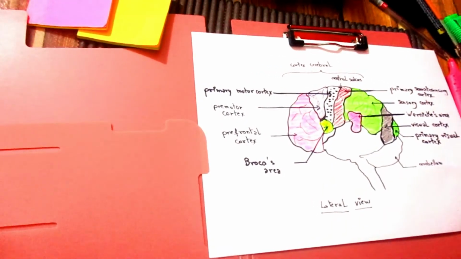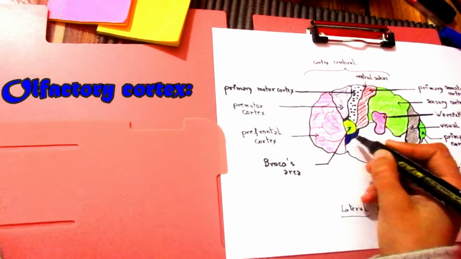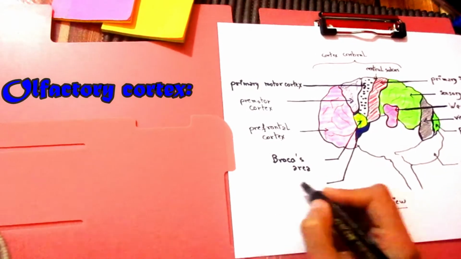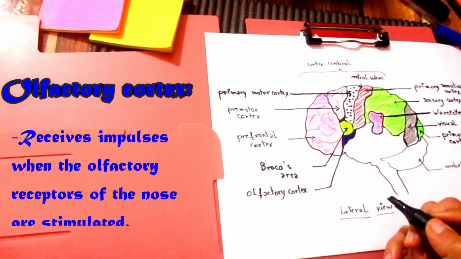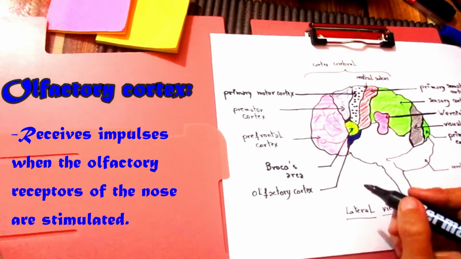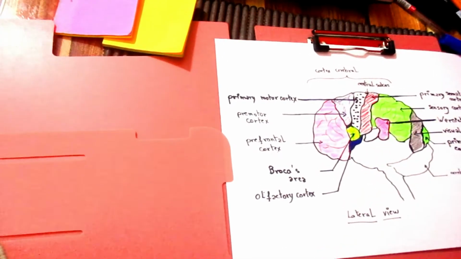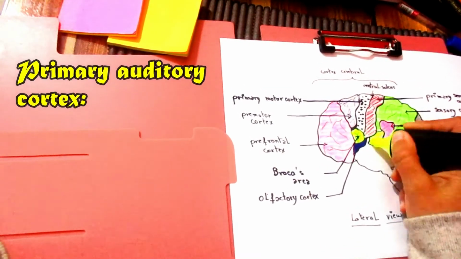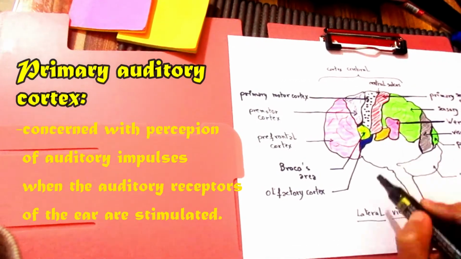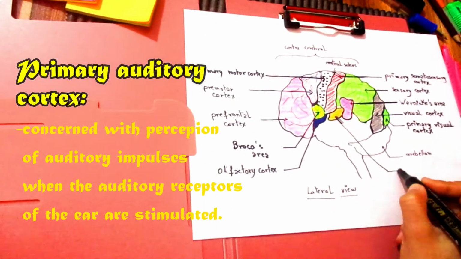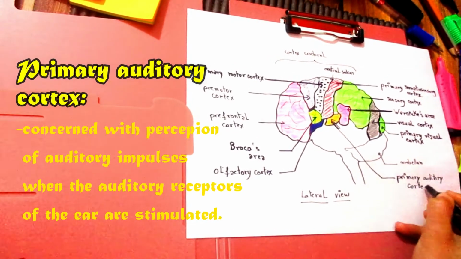And as we can see here, we have the olfactory cortex. And it is a sensory area located on the middle side of the temporal lobe. This part of the brain receives impulses when the olfactory receptors of the nose are stimulated. And here we have the primary auditory cortex. This area is concerned with perception of auditory impulses when the auditory receptors of the ear are stimulated.